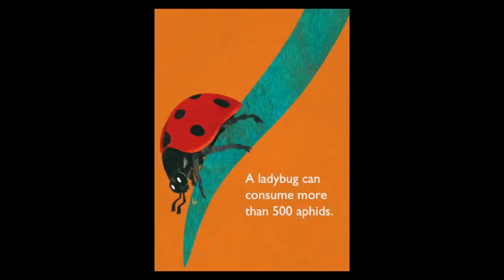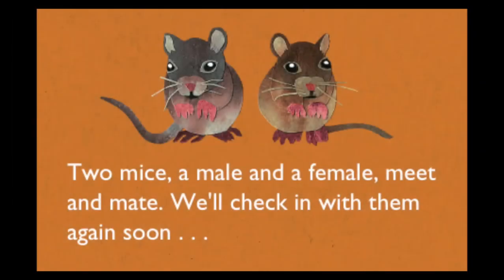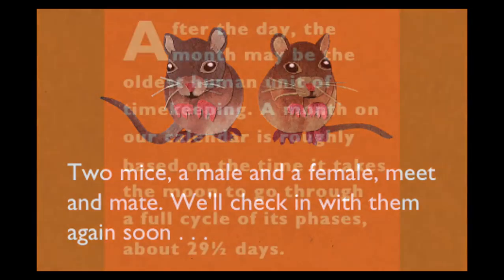A ladybug can consume more than 500 aphids. A giant pumpkin can gain 150 pounds. Moose antlers, the fastest growing tissue of any mammal, can add 6 inches to their length. In 1 week, 2 mice, a male and a female, meet and mate. We'll check in with them again soon.